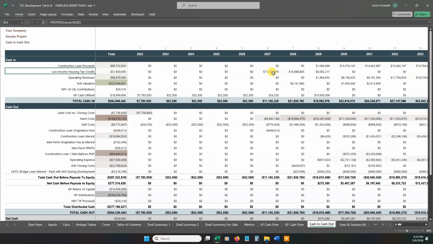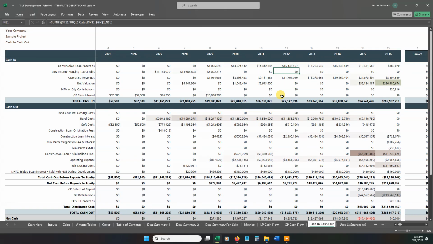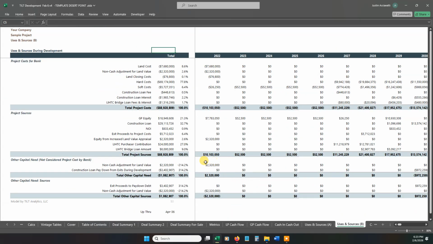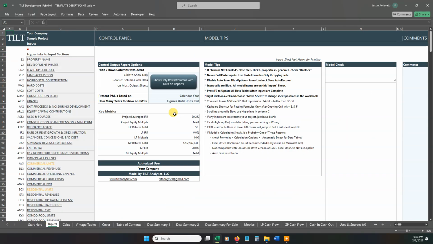This is a very long development in this particular hypothetical project, goes out into the 2030s. We see the low-income housing tax credits getting used, and similarly, we can see purchaser contributions and bridge loan contributions in the uses and sources capital stack. So that's a look at the low-income housing tax credit functionality.